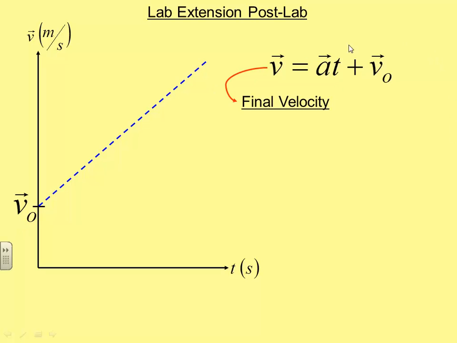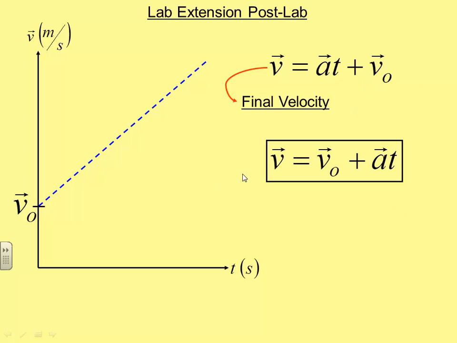Now, if you were to look this equation up in the book I'm not giving you, it would be written slightly differently. Addition is commutative, means you can change the order. So this is the way you would normally see it. Final velocity equals your initial velocity plus your acceleration times your time.